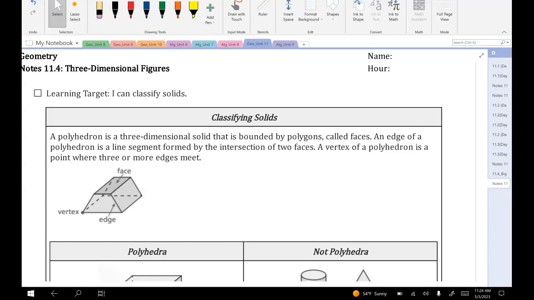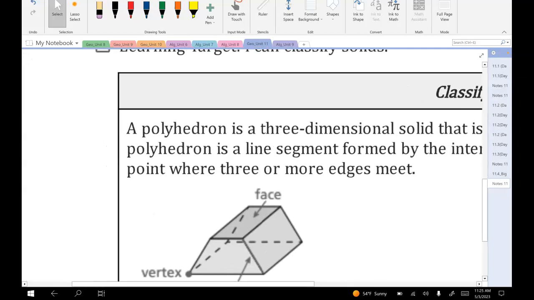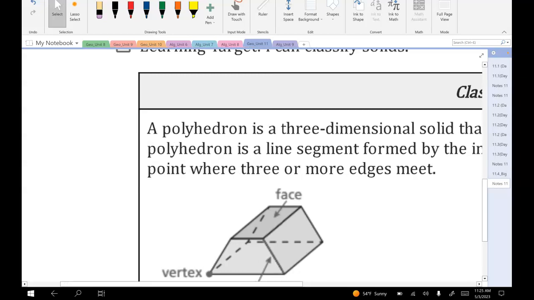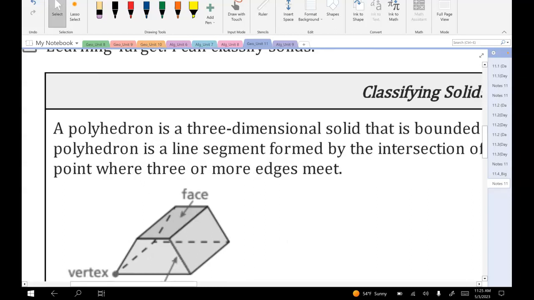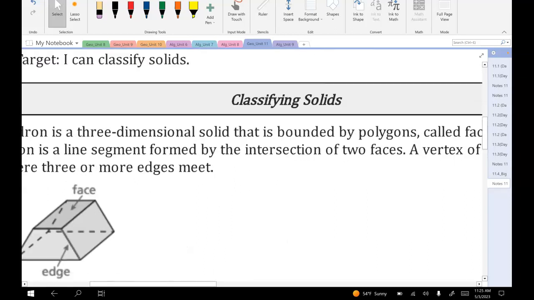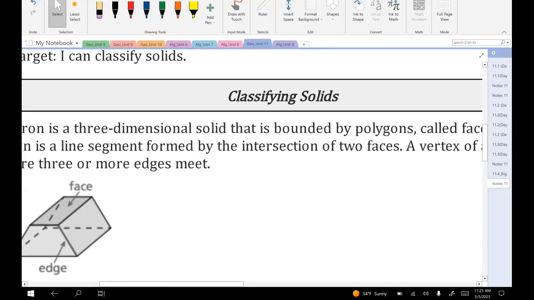Three-dimensional figures, we call them three-dimensional figures. You can call them a solid, or the real technical term is a polyhedron. So a polyhedron is a three-dimensional solid that is bounded by polygons. So a polyhedron is made up of different polygons. A polygon is any shape with 3 or more sides.